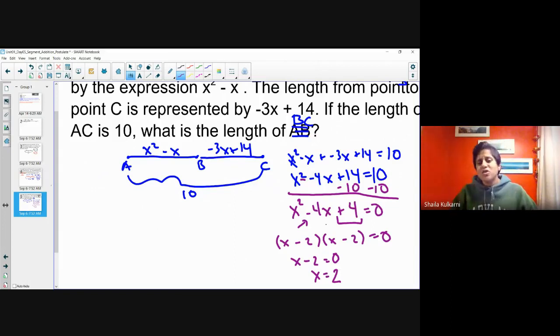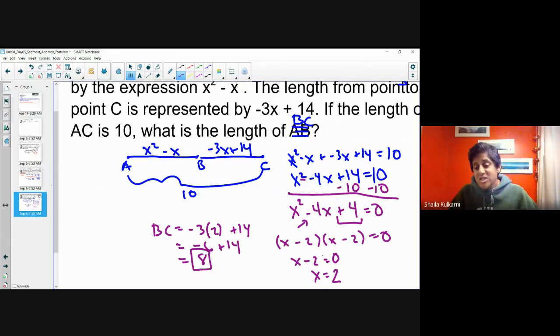Remember, I modified it to what is BC. So BC is the same thing as negative 3 times 2 plus 14. In other words, negative 6 plus 14. So BC equals 8. And you know how you can check your work? You could plug this x back into AB. 2 squared minus 2. That's 4 minus 2. That gives me 2. So I got 2 here, and I got 8 here. Adding them together give me 10? Yeah. So that lets me check my work.